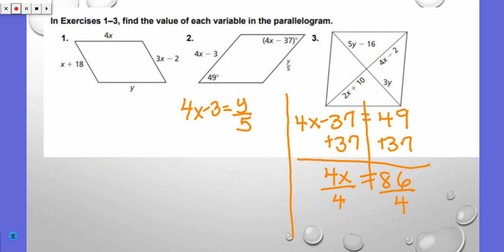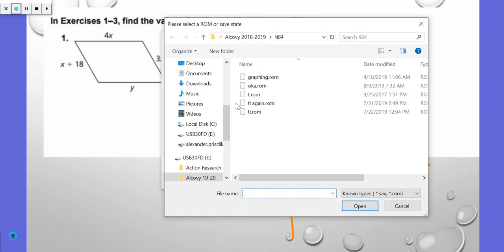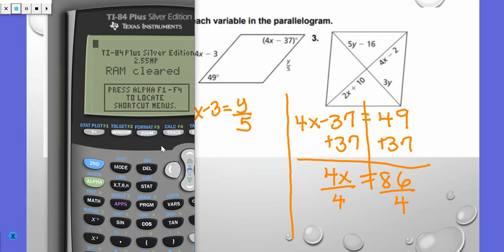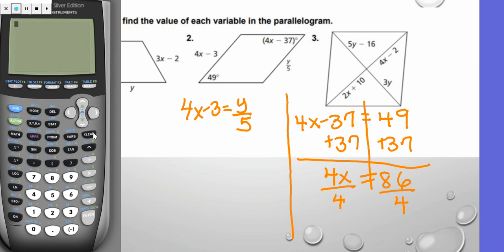Let me grab my calculator. Just a second, guys. Let me get my calculator up and going. Okay, so I'm going to use my calculator. Okay, so 86 divided by 4 is equal to 21.5. I'm going to show you the fraction form too.